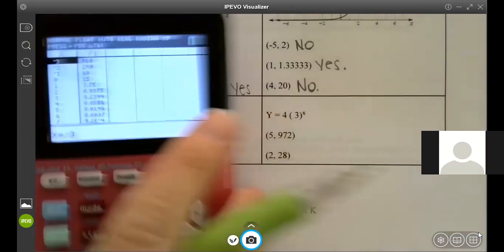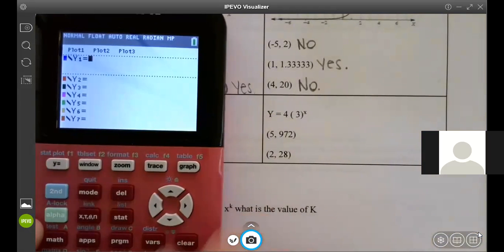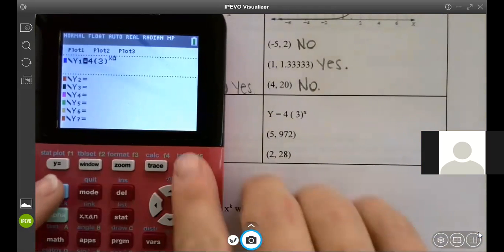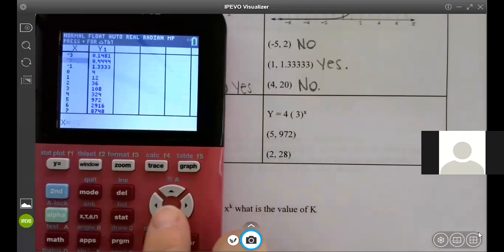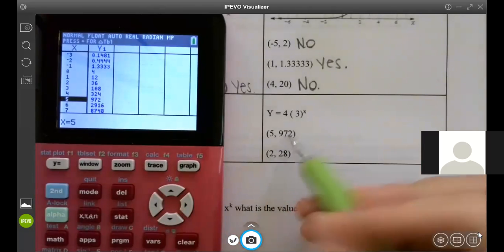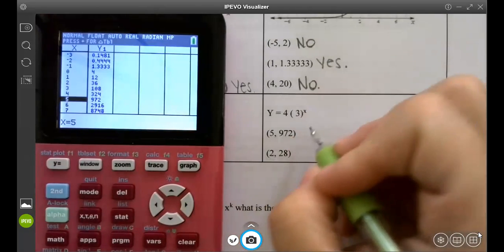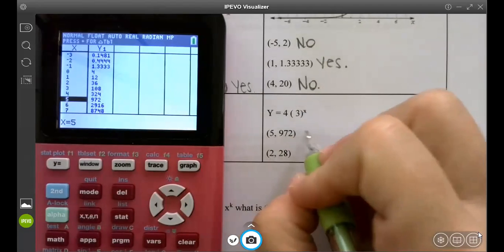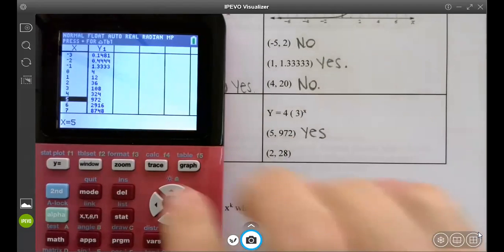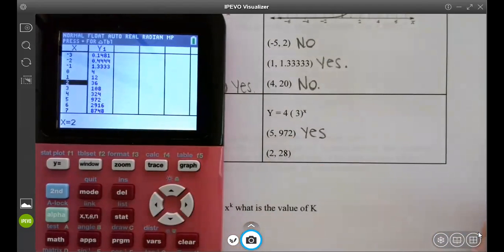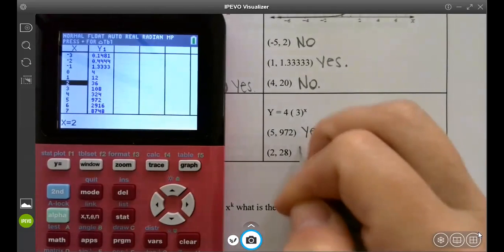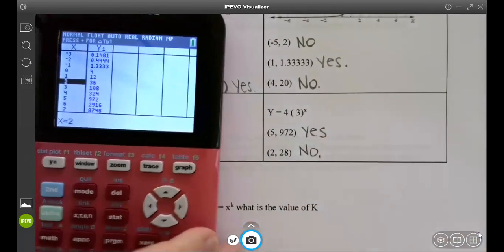All right, your next graph: 4 parentheses 3 to the x. We're going to check our table. We're looking at 5 and 972. Is that a point on the graph? Yes. 2 and 28? No. That's it.